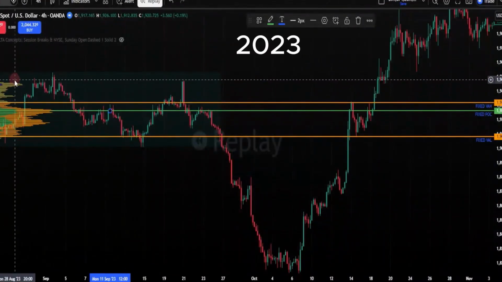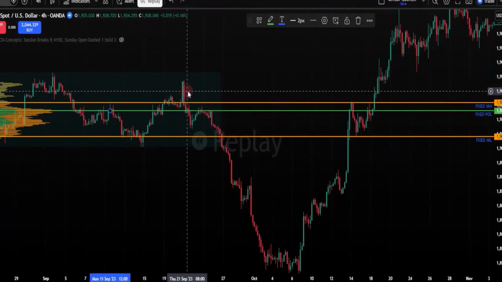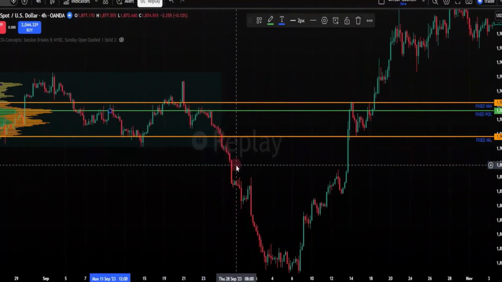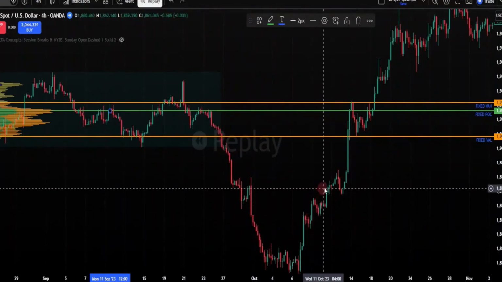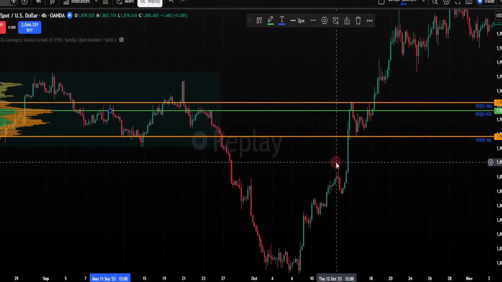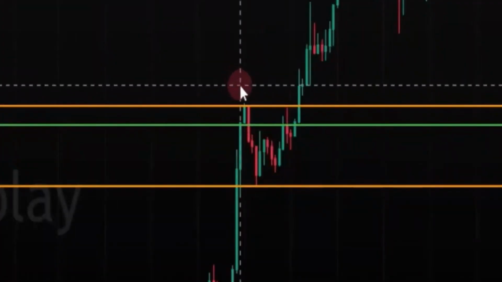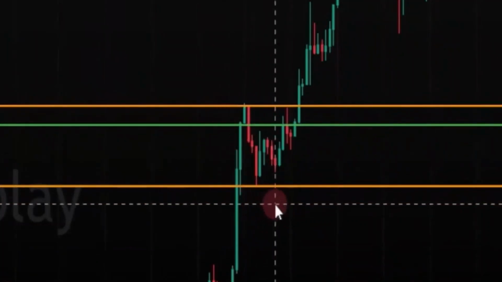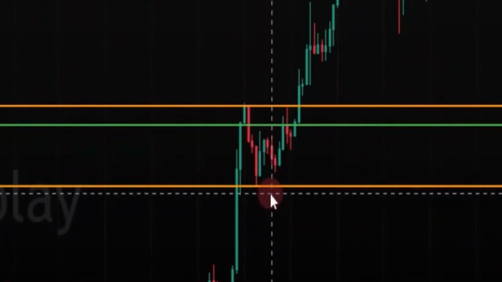Now this is where things get interesting. This consolidation zone lasted more than a month, and eventually price breaks lower. So at first glance, it looks bearish. And when price comes back into our range, it gets rejected from our fixed value area high, which makes it look like sellers are still in control. But watch closely. Price never goes past the fixed value area low. In fact, buyers keep defending it, and that changes everything.